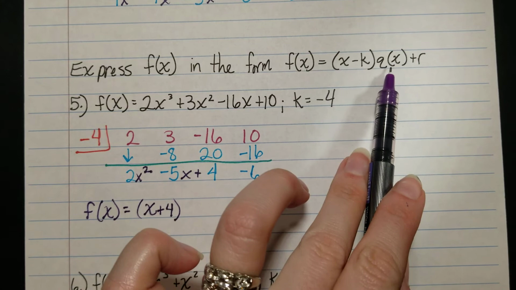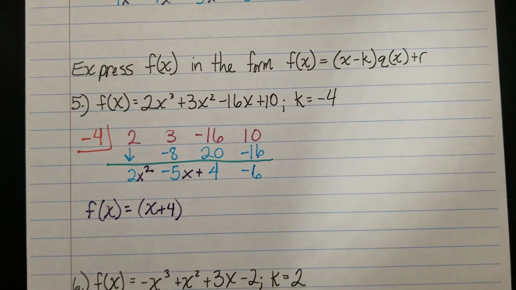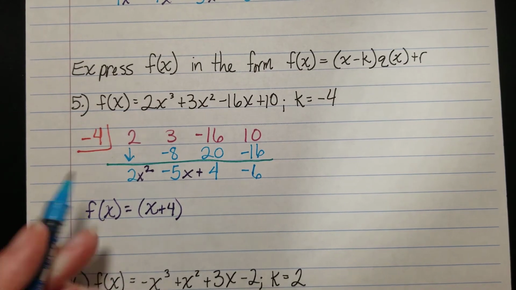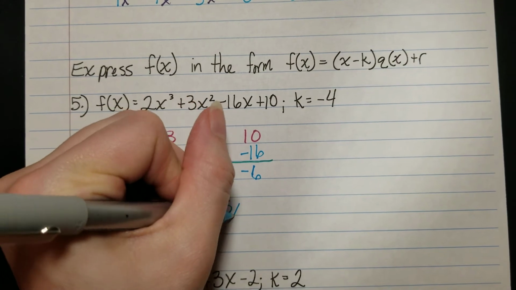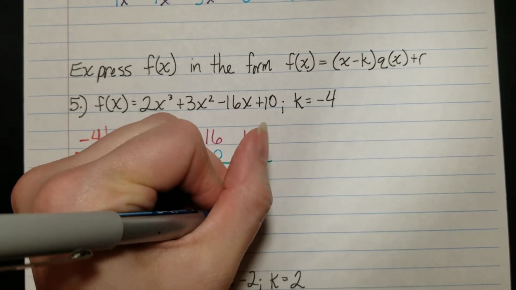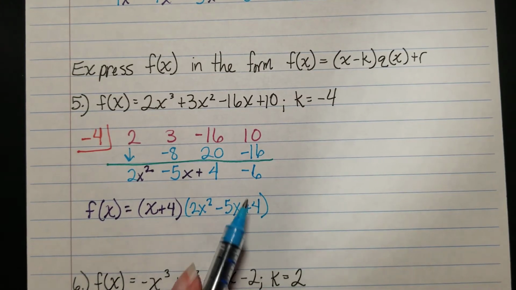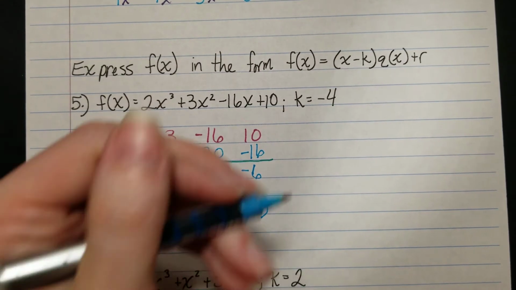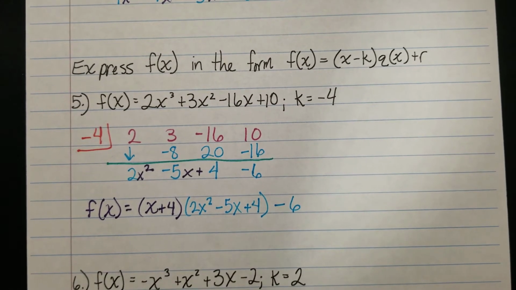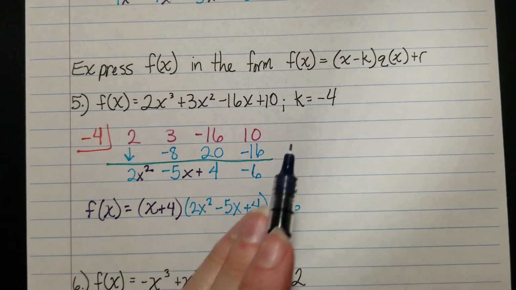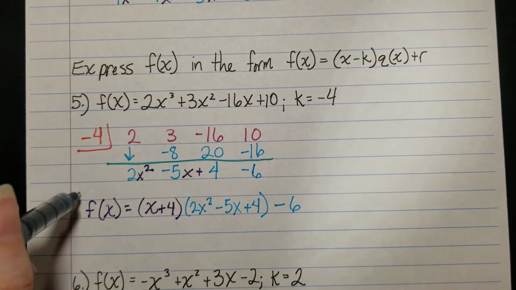times q of x, meaning the quotient. In this case, the quotient is this right here, the 2x squared minus 5x plus 4. Plus the remainder. In this case, the remainder is negative 6, so we can just say negative 6. So what we're saying is that this polynomial can also be written in this form.